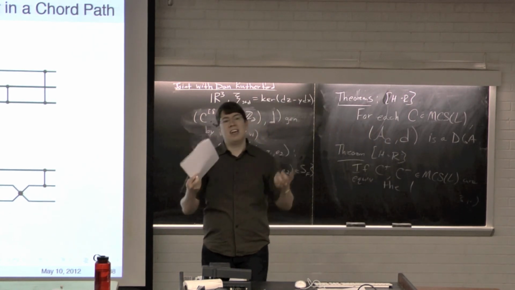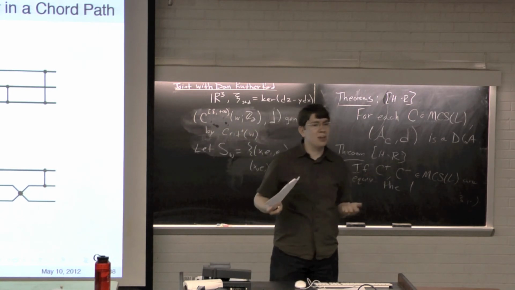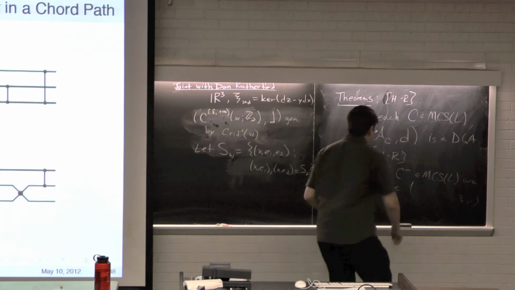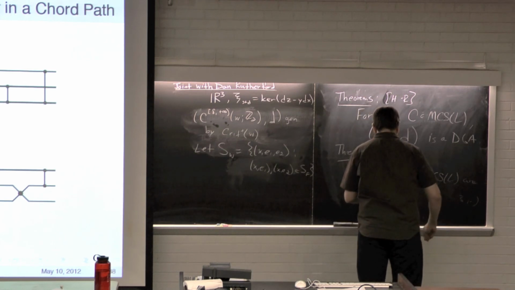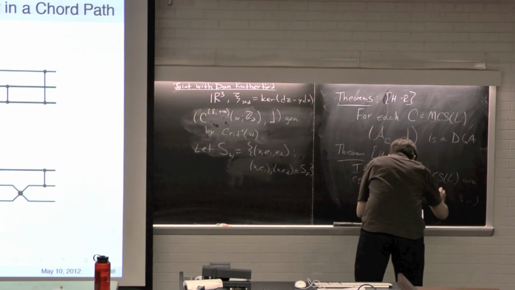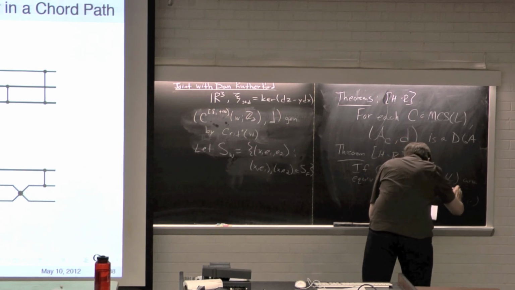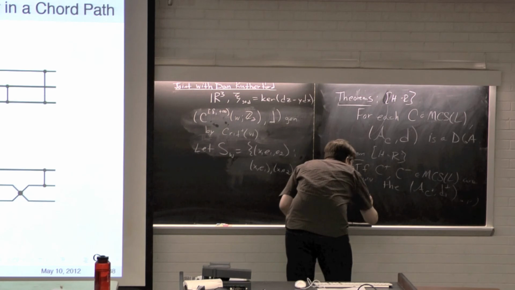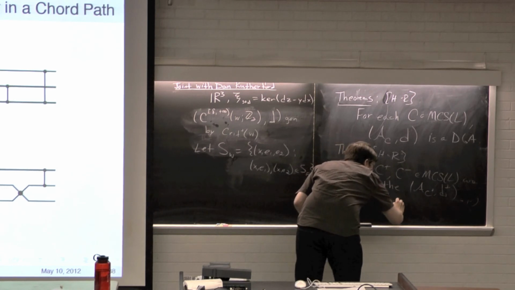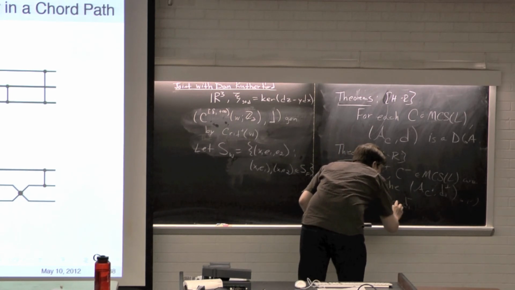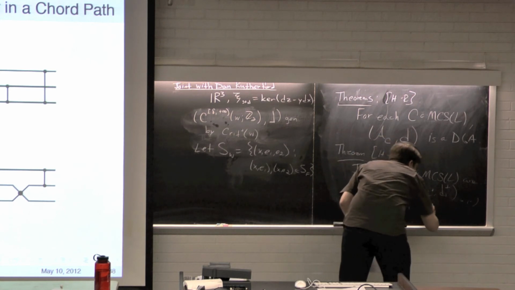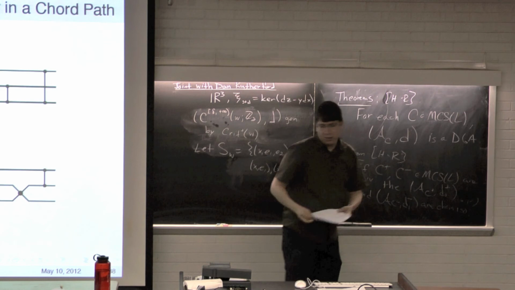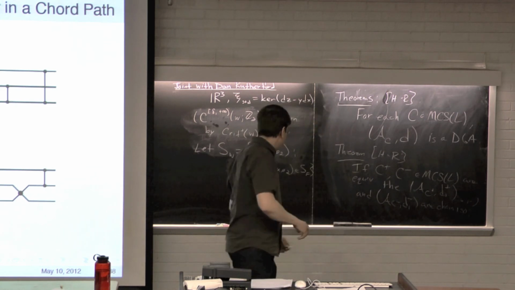I'd like to say that the full DGA is sort of chain isomorphic in some way, but we can't do that yet. That's actually an open question for us. I can say that their linear terms are chain isomorphic. So if I look at D1 in each of these, they're chain isomorphic.